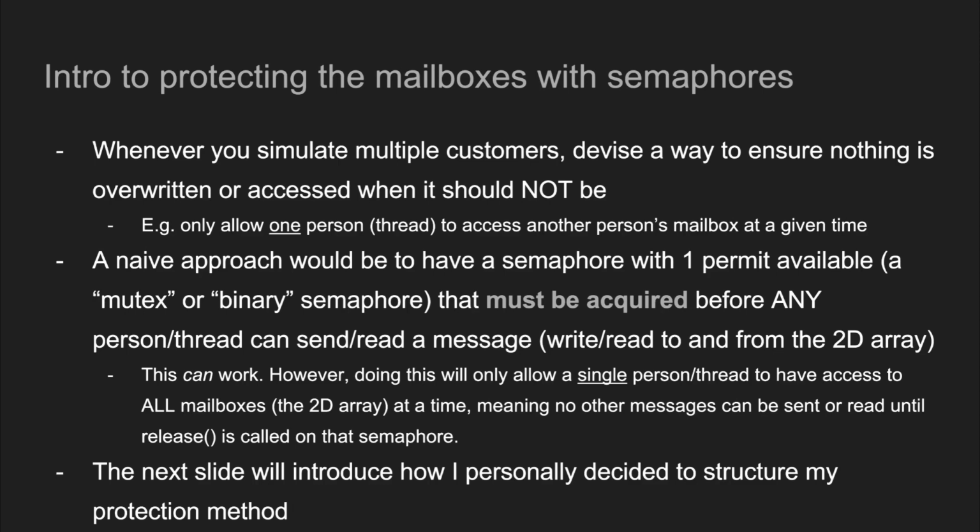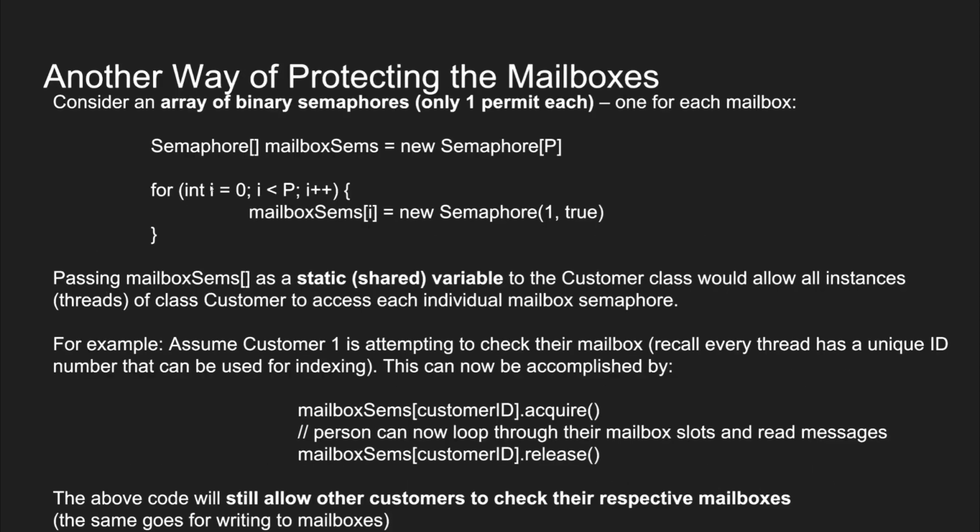The only issue with that is while that one thread would have the mutex protecting the mailbox, no other threads would be able to add mail to someone's mailbox or release a permit if they read mail in their mailbox. So what we can do is have an array of binary semaphores, so one permit each, like mutexes, one for each mailbox. I called them mailbox sims, a new array of semaphores of size p, which is the number of people in the simulation. And in this, we just create new semaphores with one permit.